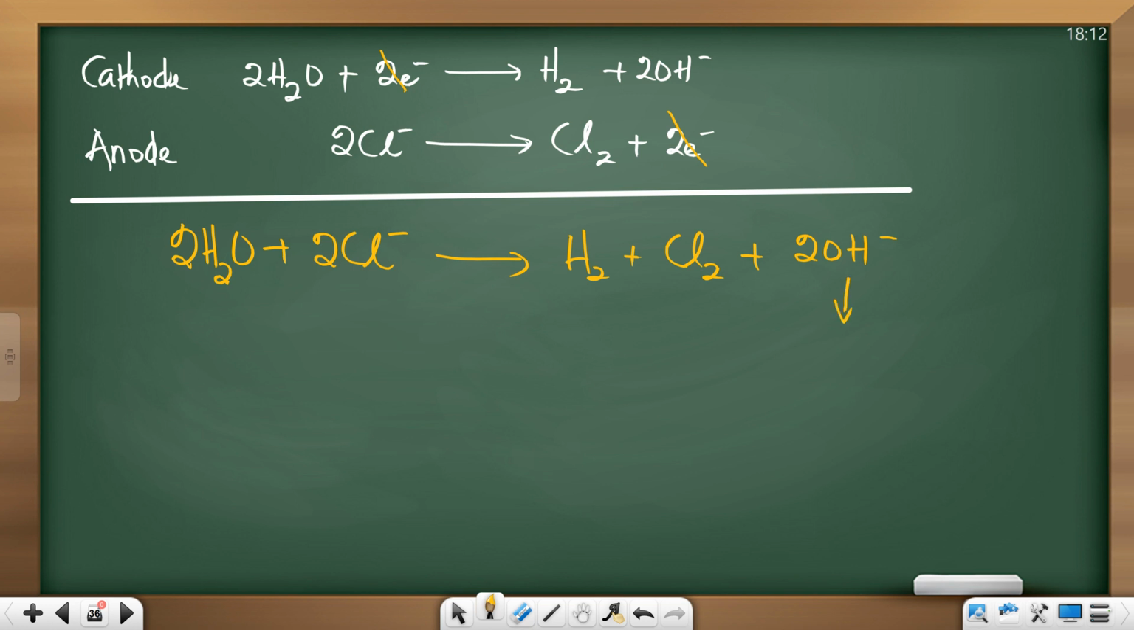Do you notice that we are forming a base there? We are forming a gas. Where is this gas formed? This gas is formed at its reduction, at the cathode. This one is formed at the anode. And this is in the solution.